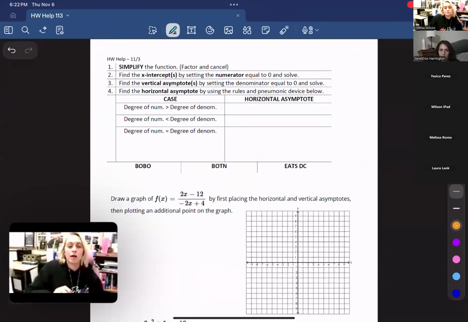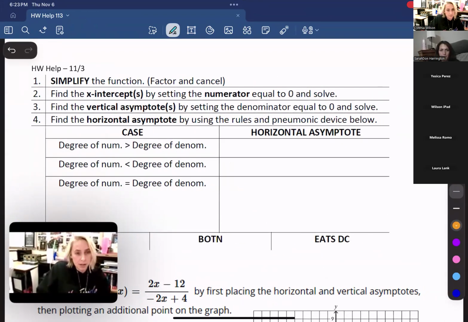So you can see it's coming up, but I want to talk about the horizontal asymptote. When you graph a rational function that's not in reciprocal form, you factor and you cancel. So that is step 1: factor and cancel. The x-intercept is the numerator equal to 0, so it crosses the x-axis; set anything in the numerator equal to 0. Vertical asymptote, denominator equal to 0.